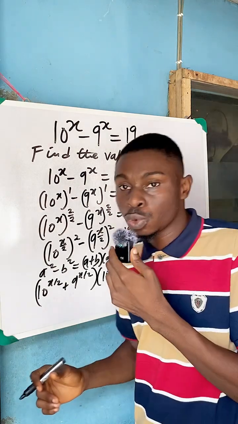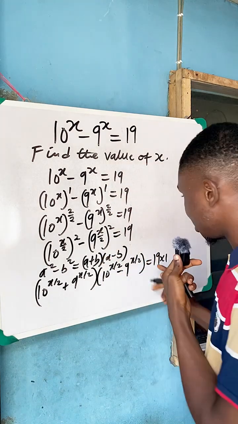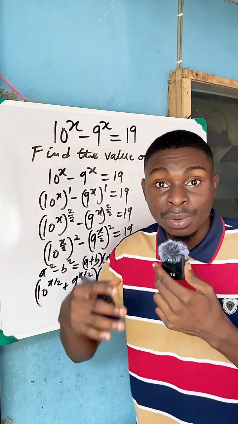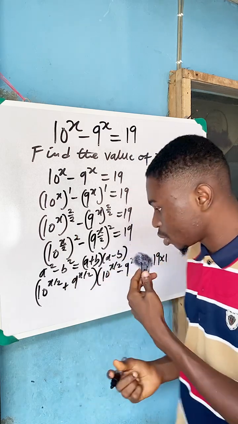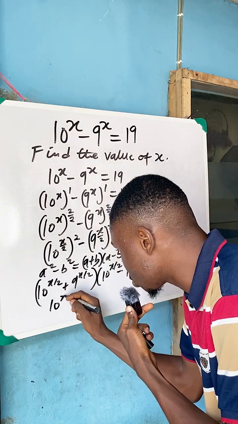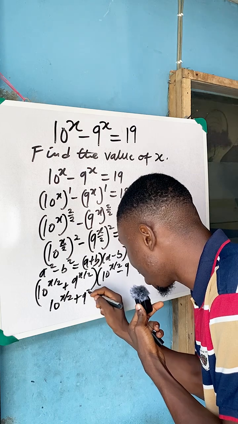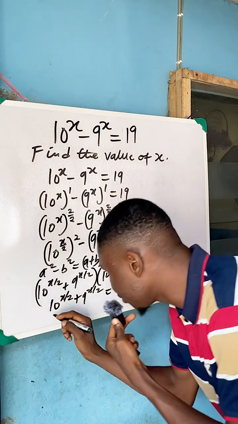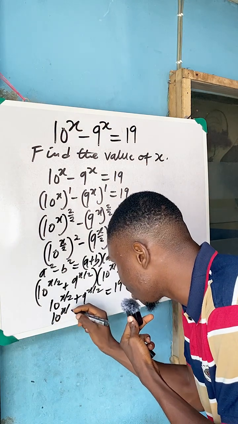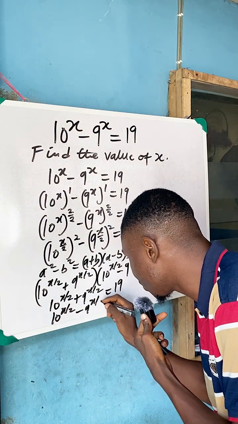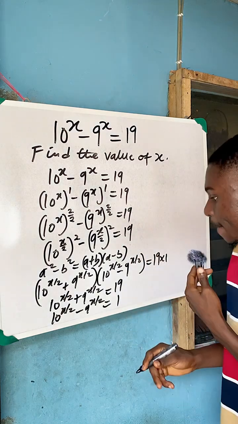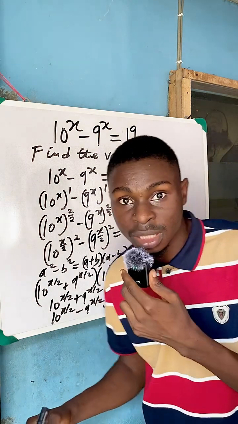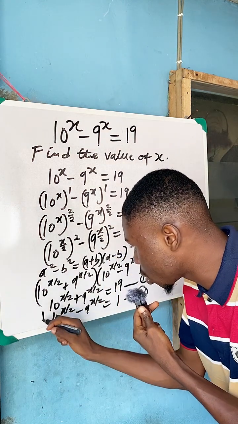So now what we are going to do next is equate this to 19 and equate the other one to 1 so that we can have equation 1 and equation 2 and solve it simultaneously. So now this becomes 10 to the power of x over 2 plus 9 to the power of x over 2 is equal to 19, right? And we have 10 to the power of x over 2 minus 9 to the power of x over 2 is equal to 1, right? Now you can call this equation 1 and call this equation 2 so that we can solve this simultaneously. Just add equation 1 to equation 2.